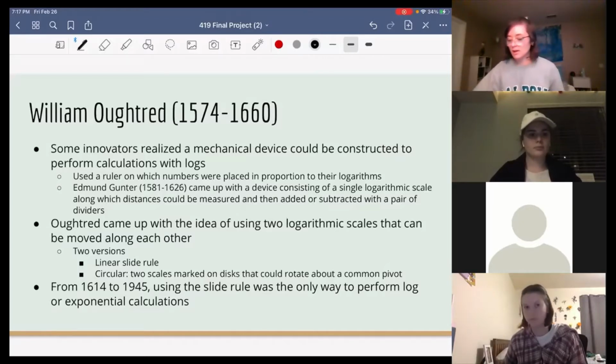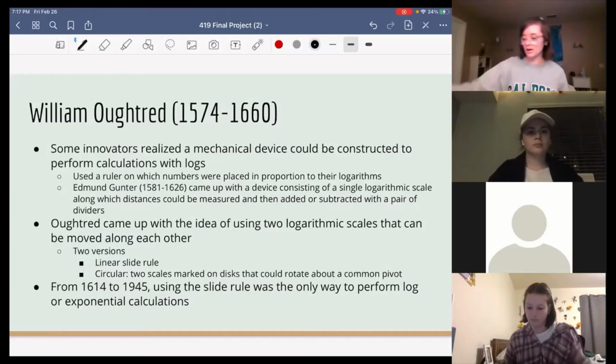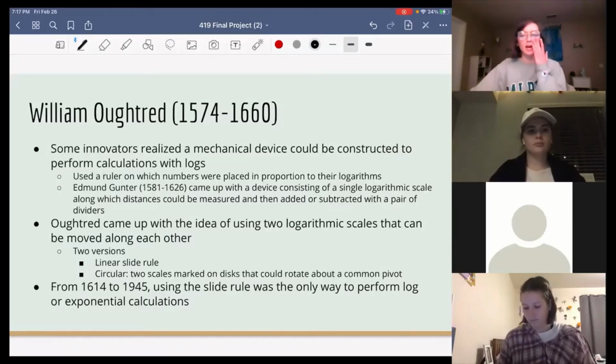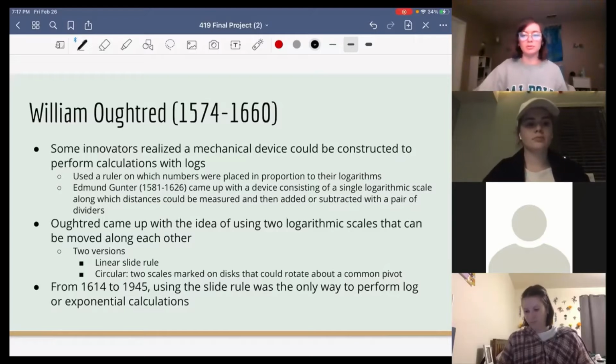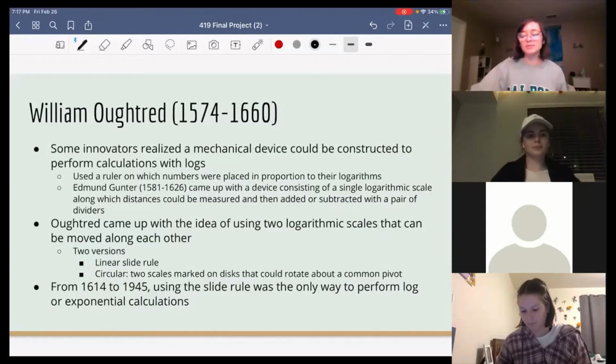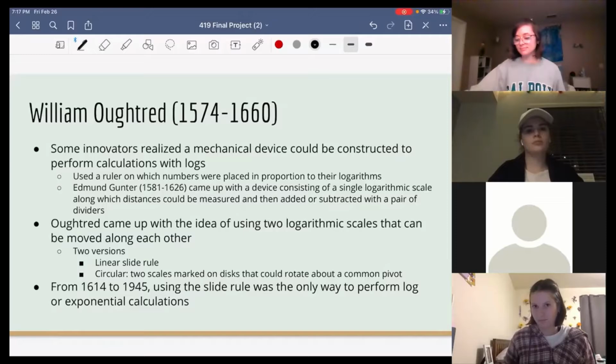Oughtred came up with the idea of using two logarithmic scales that could be moved along each other. So there's two versions of this. There's the linear slide rule, which we actually learned in class, and there's the circular rule, which used two scales marked on discs that can rotate around a common point. So from 1614 to 1945, for that long, people used the slide rule, and that was actually the only way to perform exponential calculations.